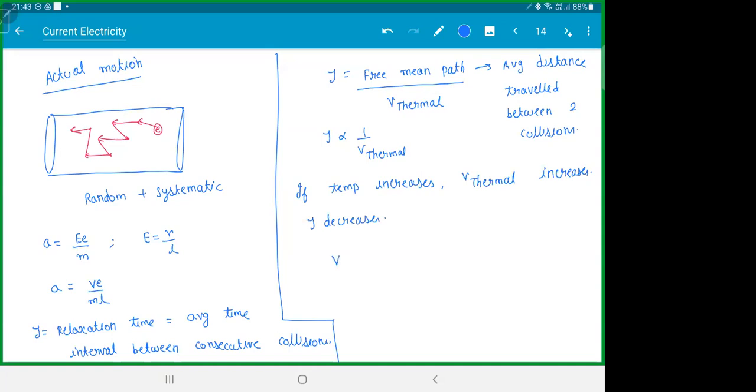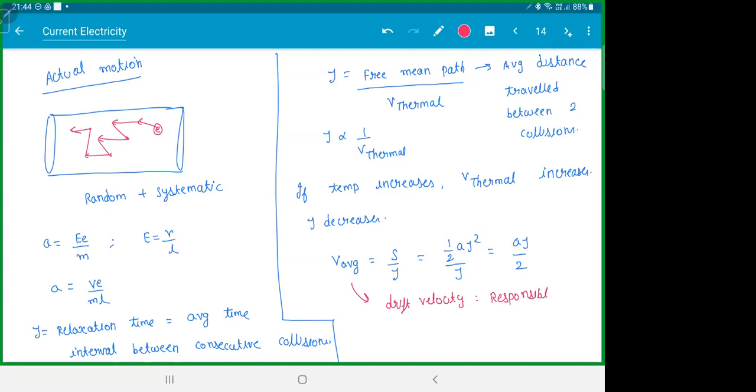Now, if you try to calculate the average velocity, V average will be displacement by tau. Displacement is half a tau square by tau, which turns out to be a tau by 2. This is your average speed. This is also called the drift velocity. This is responsible for the current flow, systematic motion.